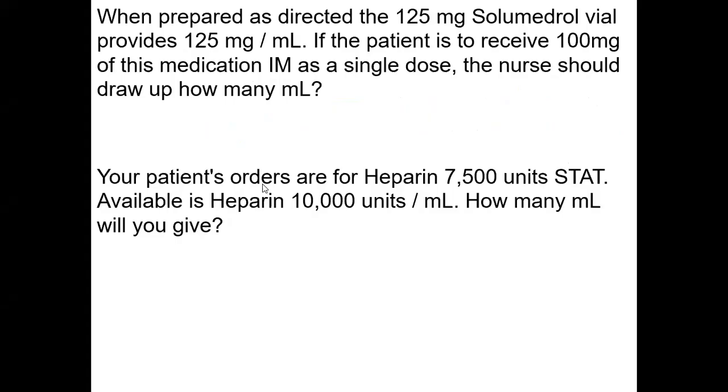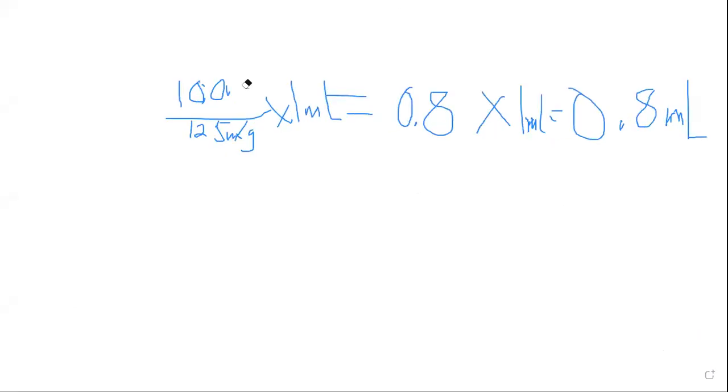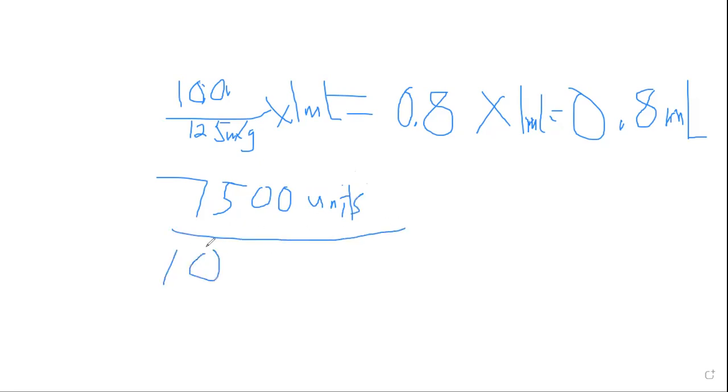The next one says we have a patient's order for heparin 7,500 units, stat, and what we have available is 10,000 units per ml, and it wants to know how many mLs we will give. So 7,500 units is our order. We have 10,000 units on hand per ml. Okay, so we have 7,500 units ordered, and 10,000 is what we have on hand.